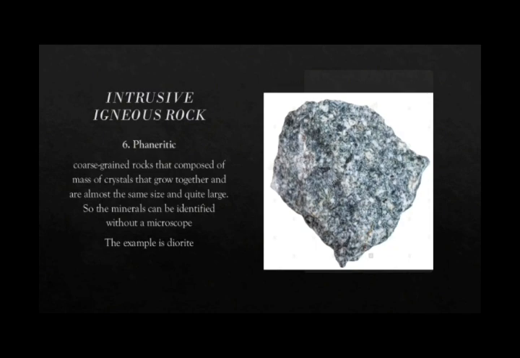Next, let's discuss the texture of intrusive igneous rock. The texture of intrusive igneous rock is phaneritic. Phaneritic is coarse-grained rock composed of a mass of crystals that grow together and are almost the same size and quite large. So, the minerals can be identified without a microscope. For example is diorite.